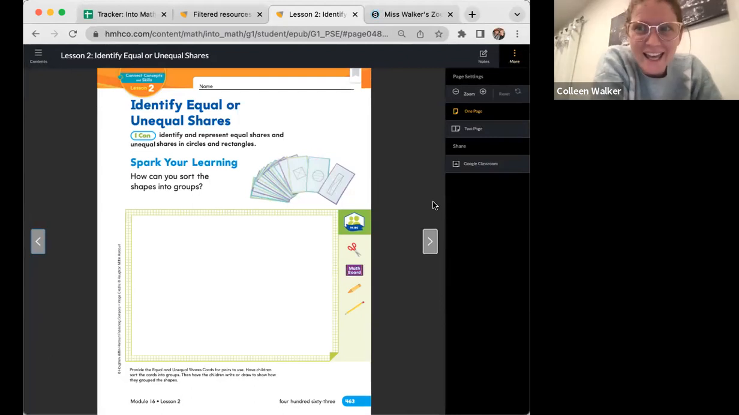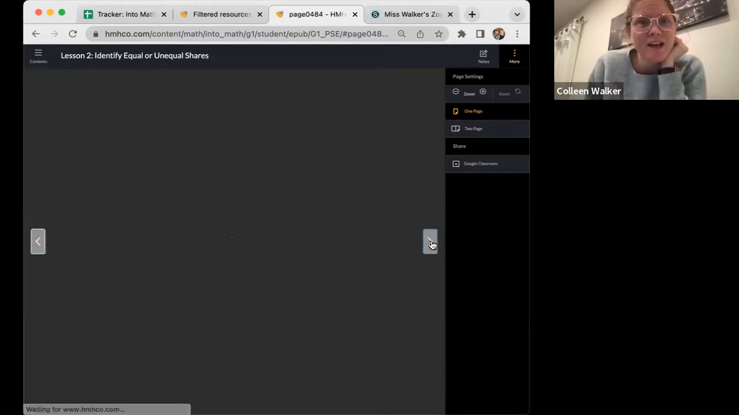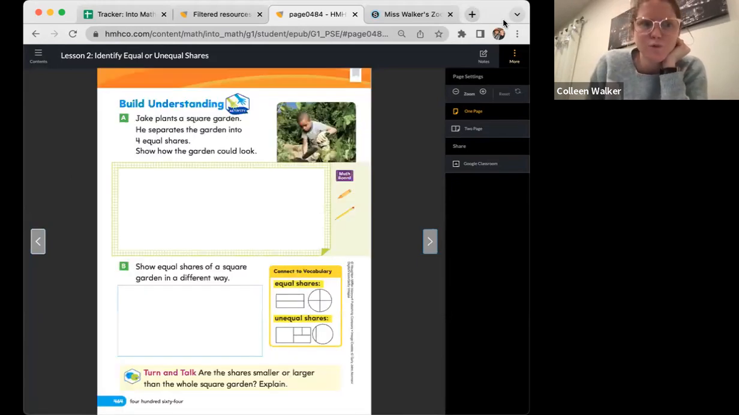Say, I can identify and represent equal shares and unequal shares in circles and rectangles. Awesome. So you can go ahead and do the Spark Your Learning page and have your homeschool teacher check it. I'm going to move along to page 464. Here we go. It says, build understanding.